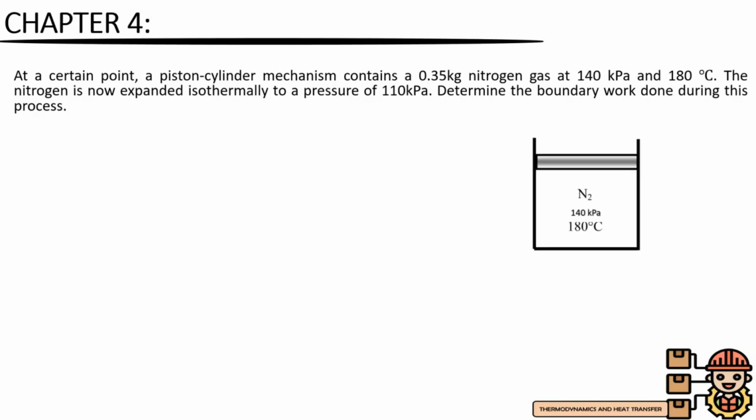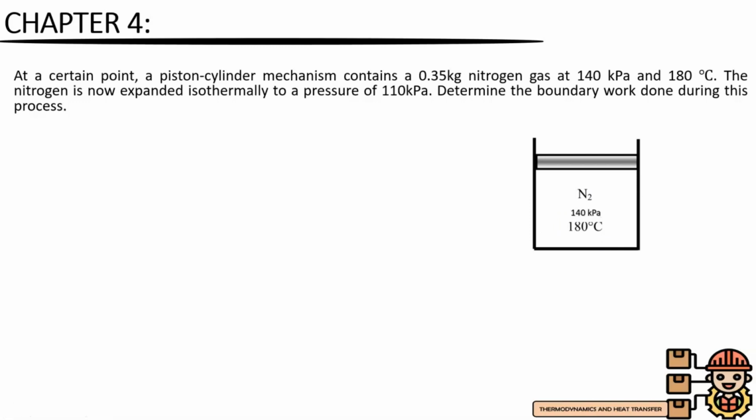So we have an illustration for our problem. Inside the cylinder, it contains nitrogen gas at 140 kilopascal, which is the value of our pressure, and the value of our temperature is 180 degrees Celsius.